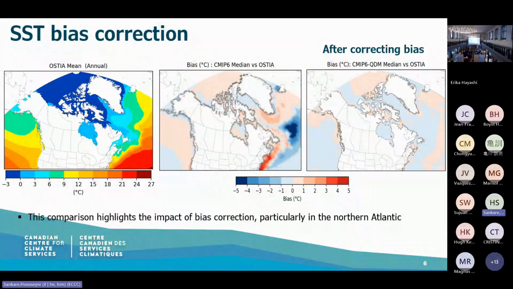The right panel shows the mean SST bias of the bias-corrected CMIP6 model median relative to the OSIA data, illustrating the reduction of discrepancies following the application of the bias correction techniques. This comparison highlights the effectiveness of bias correction, with notable improvements in SST representation, especially in the northern Atlantic Ocean, where the raw model biases were more pronounced.